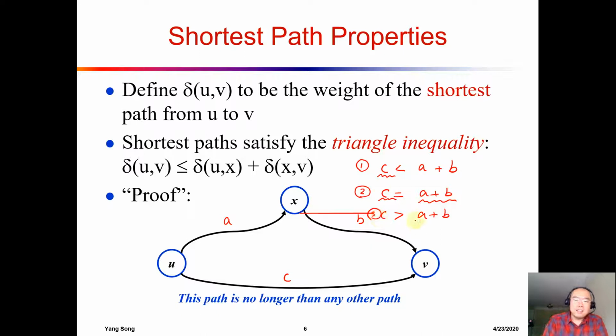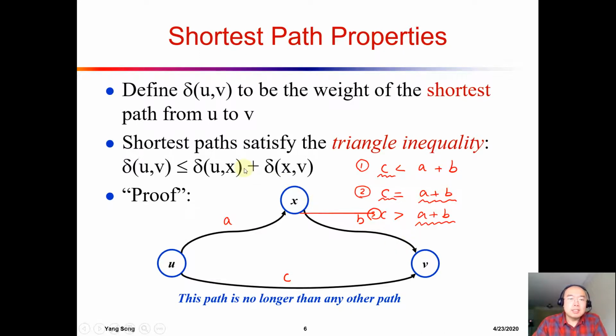And then the delta will be a plus b, right? So depending on which case we are in, the delta uv will always be the smaller value between c and the sum of a plus b. But anyhow, this property is guaranteed.